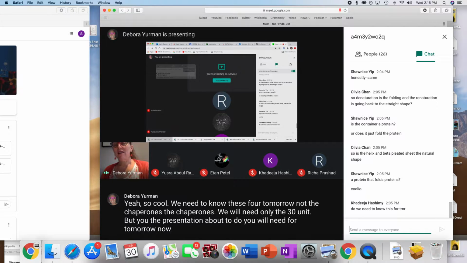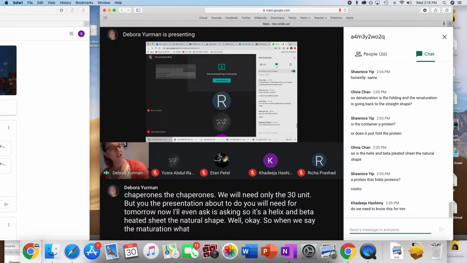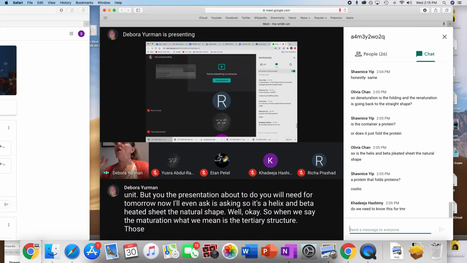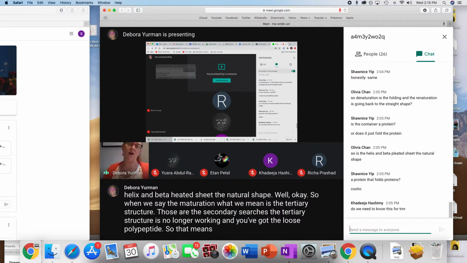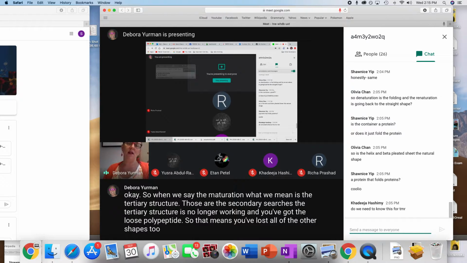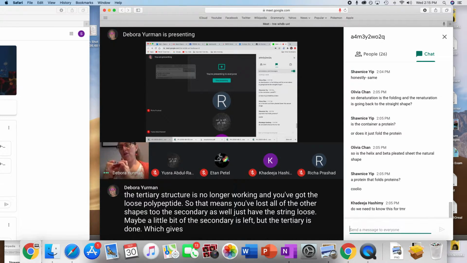Now, Olivia is asking, is the helix and beta pleated sheet the natural shape? Well, okay, so when we say denaturation, what we mean is the tertiary structure is no longer working and you've got the loose polypeptide. So that means you've lost all of the other shapes too, the secondary as well. You just have the string loose. Maybe a little bit of the secondary is left, but the tertiary is done, which gives the shape to the protein, okay?